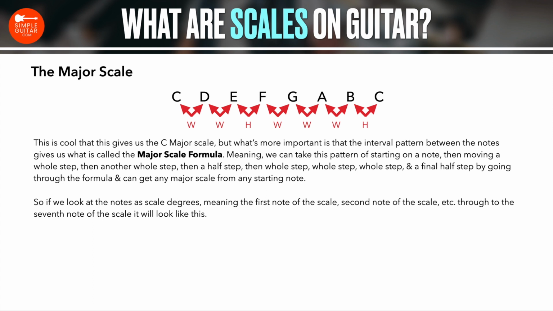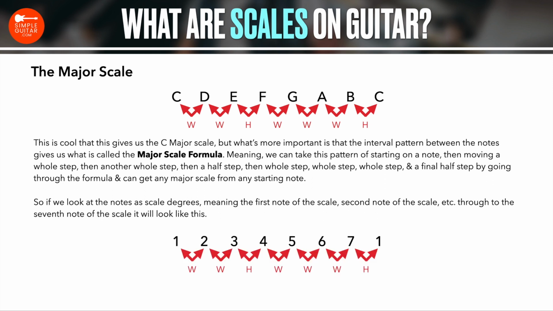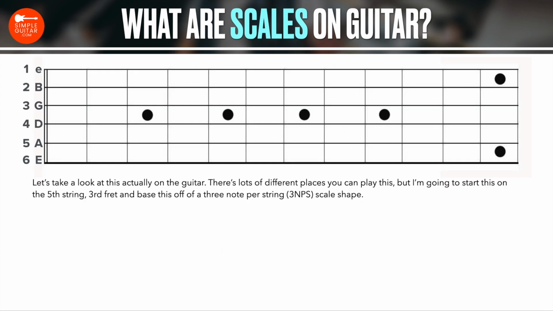So if we look at the notes as scale degrees, meaning the first note of the scale, second note of the scale, etc., through the seventh note of the scale, it'll look like this. Okay, so we would have the first note, and then we do a whole step to get to the second note, and a whole step to get to the third note, and then a half step to get to the fourth note. Okay. Now here's the trick.